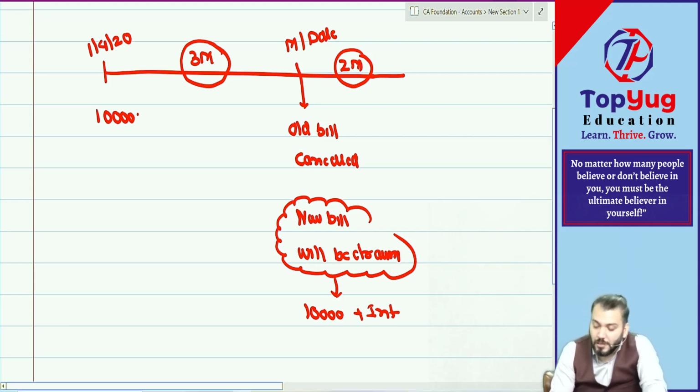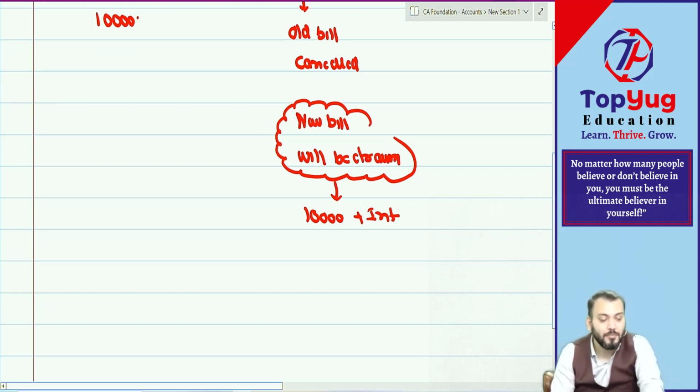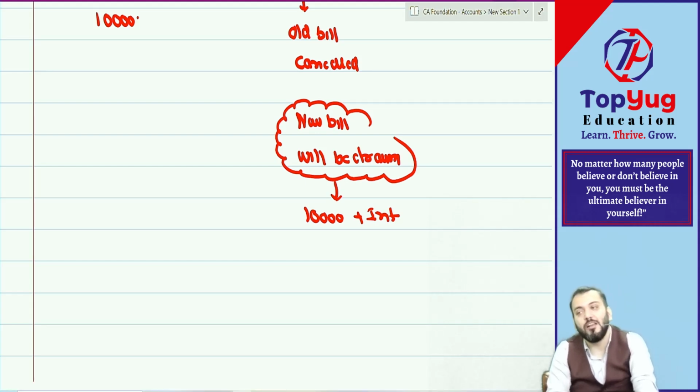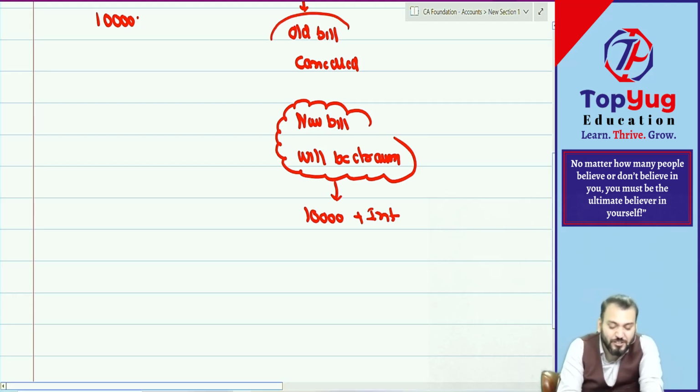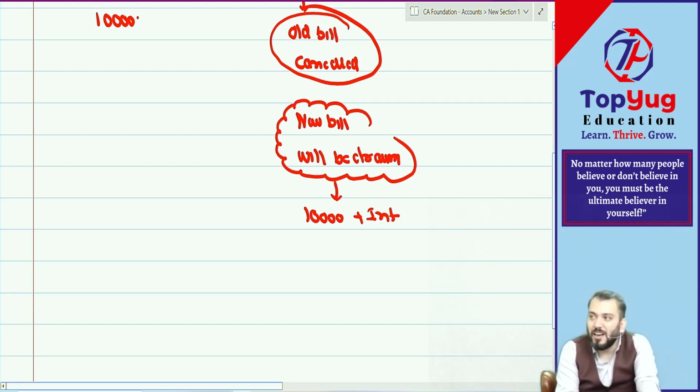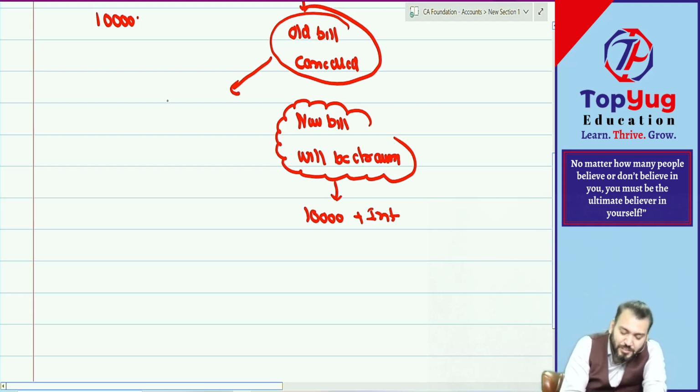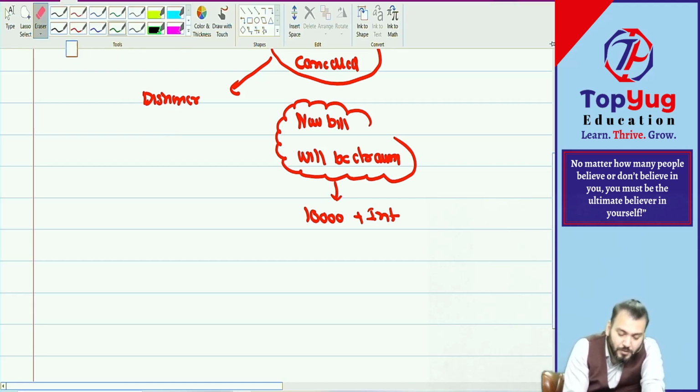Now how to calculate that interest, that we need to understand. This concept is known as renewal of bill. On renewal of bill, the old bill will be cancelled, meaning for this we will pass a dishonor entry, and a new bill will be drawn. It is as simple as when a bill has been drawn, so once again a bill drawn entry. It is as simple as dishonor of bill. When I say cancelled, cancelled is nothing but dishonor. We will pass a journal entry for dishonor of bill, that you know.